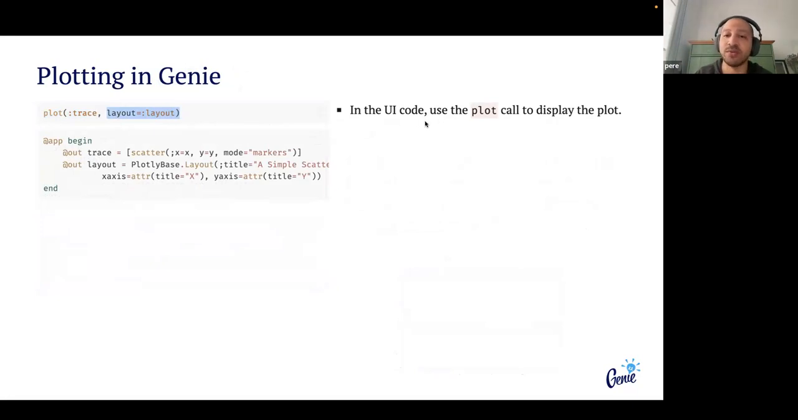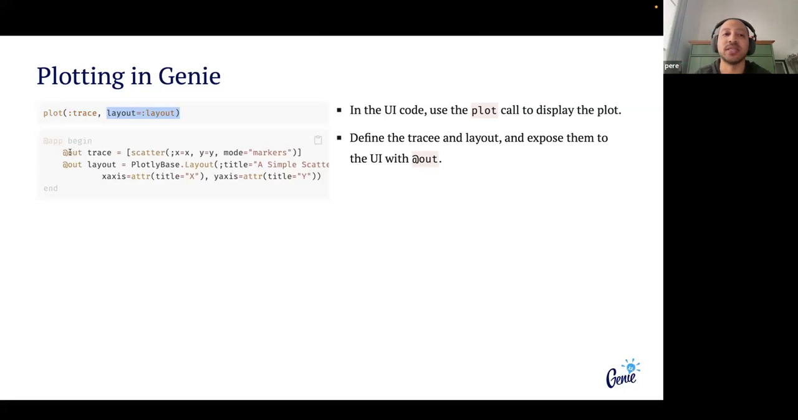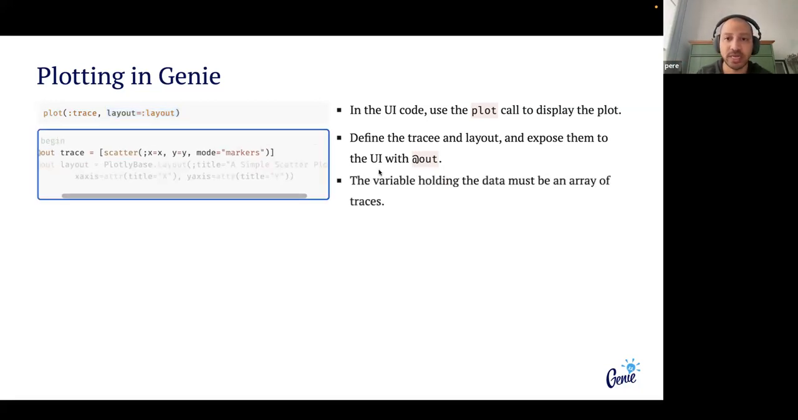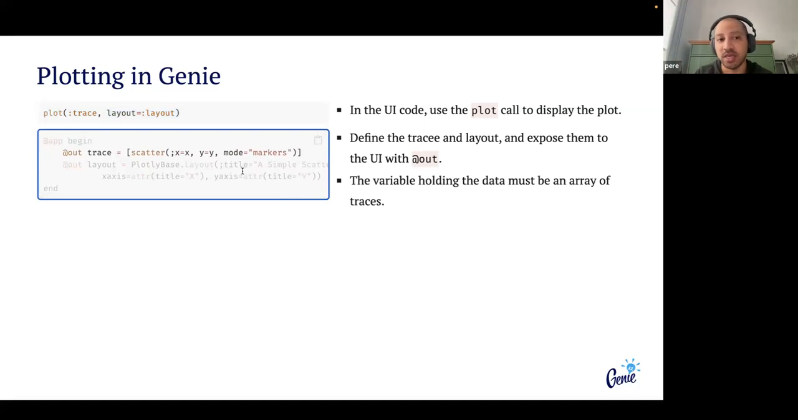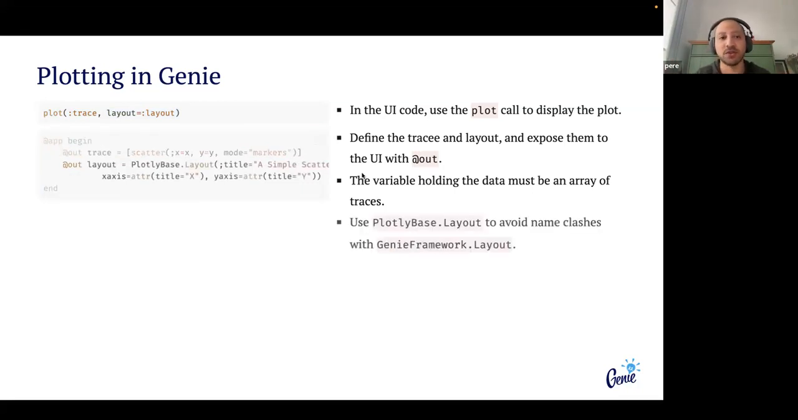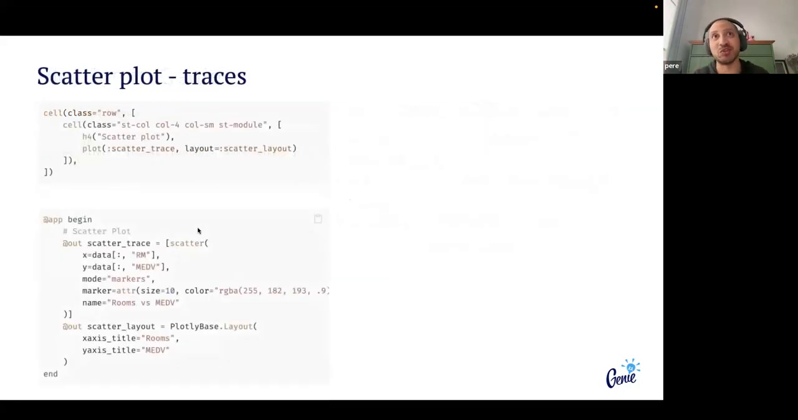So then in the backend, what we have to do is declare this trace and layout as reactive variables. These need to be exposed to the UI, so we tag them with the @out macro. And as you see, we declare the trace as we did with Plotly, with the difference that we enclose it into an array. And then for the layout, the same call again, except that we prefix it with the PlotlyBase.layout prefix in order to avoid clashes with our Genie framework layout. And that's it. After this, a plot will be showing in the web page.